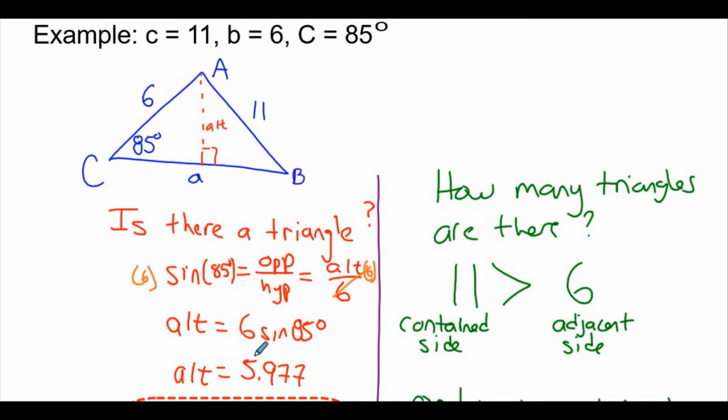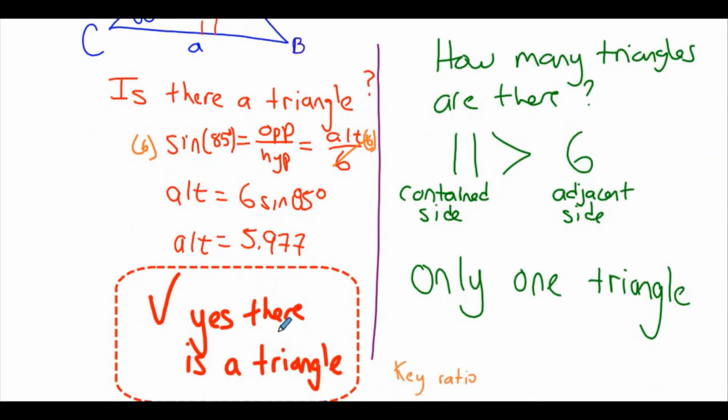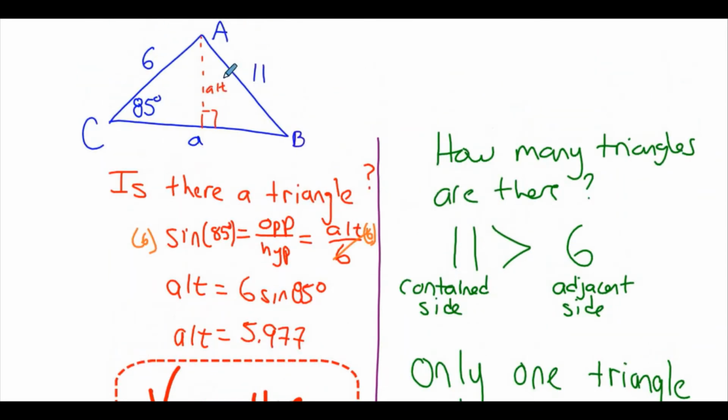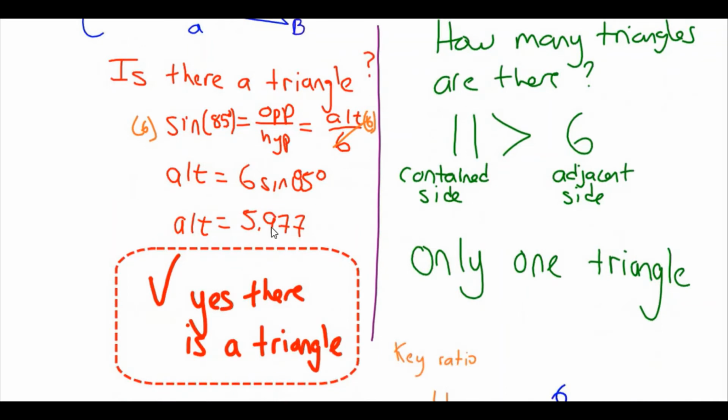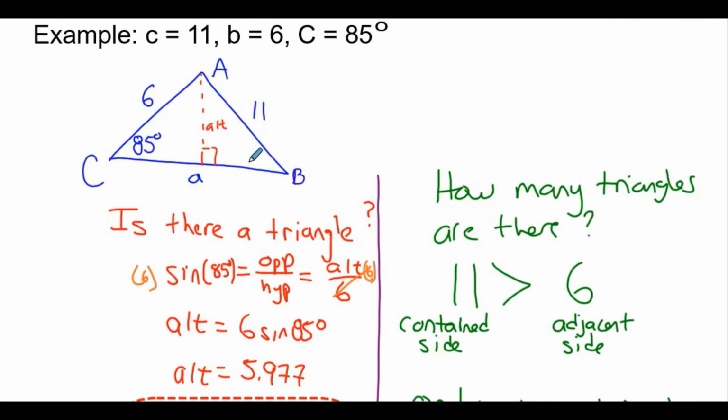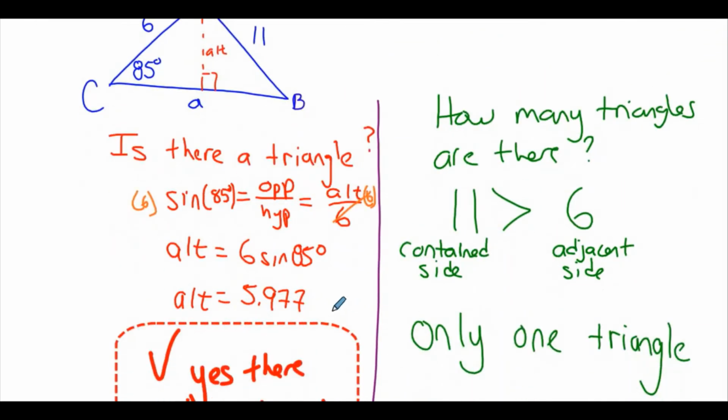Now that number confirms that yes, there's a triangle. Why? The altitude is smaller than 11. Remember, if the altitude is too big, this will hang up. If this was 11.1, this could not hit the ground. But if this number is smaller than 11, even if it were 10.9, we would be good. So we're good. We have a triangle.